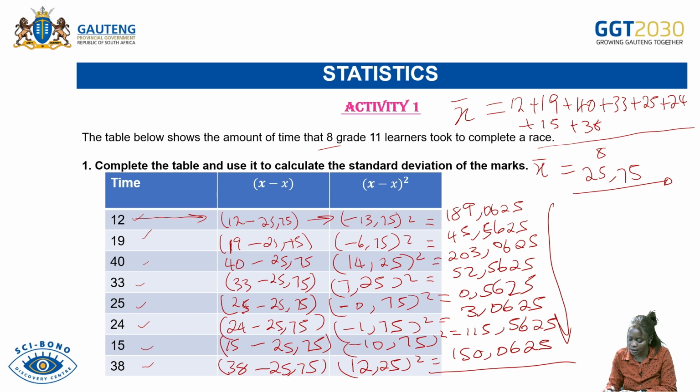Okay, so if I add everything here, I will get 189.0625 plus 45.5625 plus 203.0625 plus 52.5625 plus 0.5625 plus 3.0625 plus 115.5625 plus the last one, 150.0625. So I am getting 759.5.